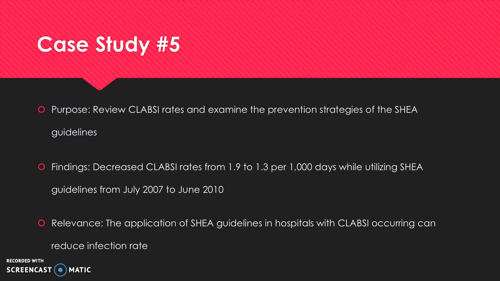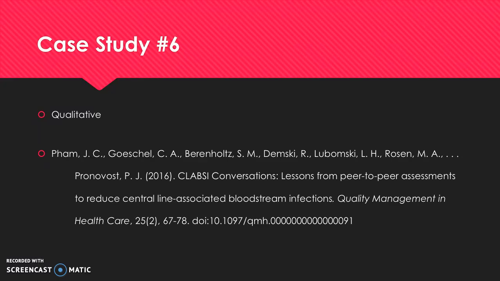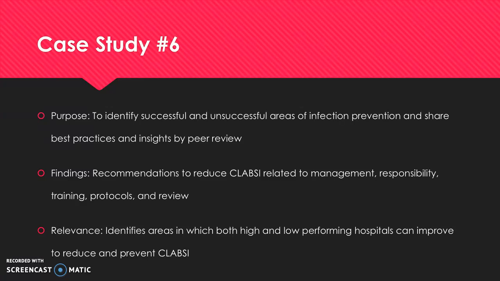Case study number 6 was a qualitative study conducted by Pham et al. This study was titled CLABSI Conversations, Lessons from Peer-to-Peer Assessments to Reduce Central Line-Associated Bloodstream Infections. The purpose of this study was to identify successful and unsuccessful areas of infection prevention and share best practices and insights by peer review. A team from a successful hospital with 0% CLABSI infection rates visited multiple hospitals to discuss their protocols and find places of error.